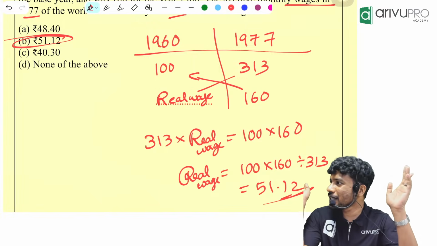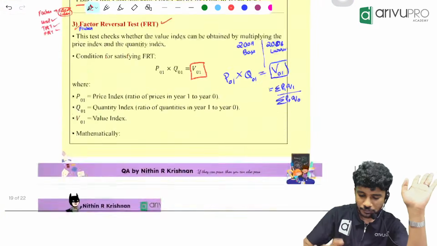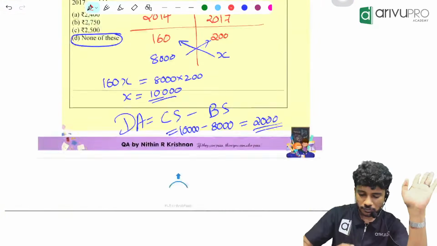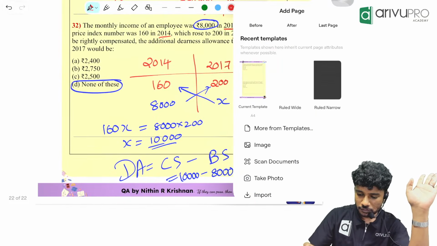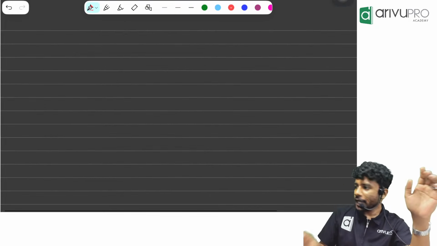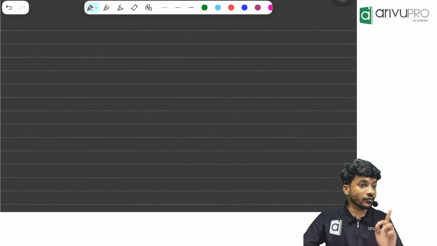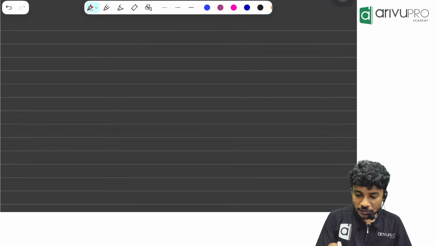Can we have a complete revision of this topic? Just do one small revision. I am starting from the base. Whatever we started off, we are going to start from the very basic.